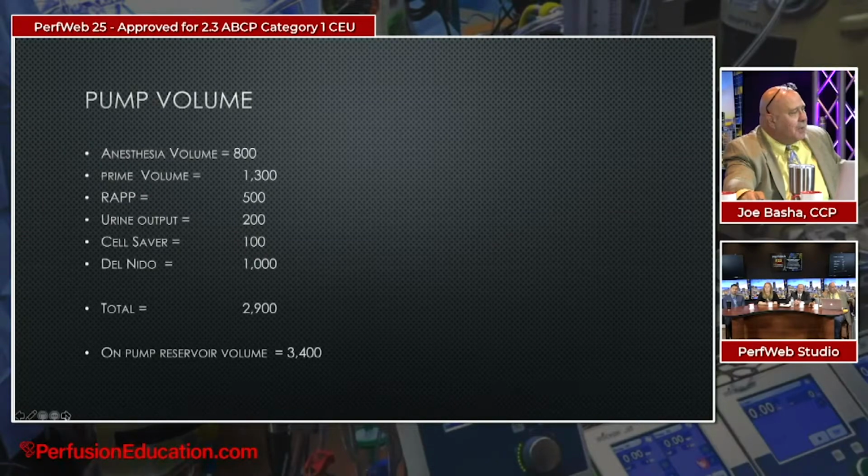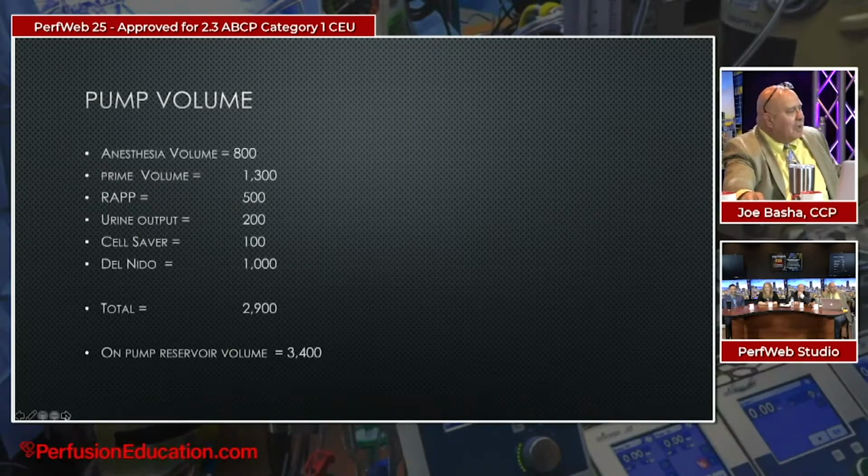Anesthesia volume for the pump, before pump, they gave 800. Our priming volume was 1,300. We wrapped 500. Even though I don't wrap, I don't believe in it. I think it's a bad idea. Again, bad idea. Bad ideas are what that leads to: good people doing really bad things.